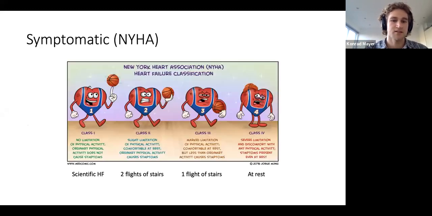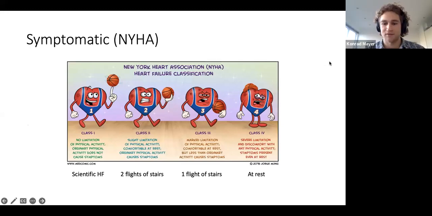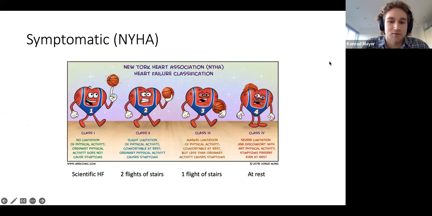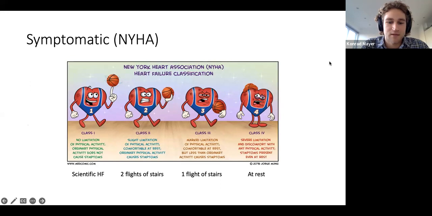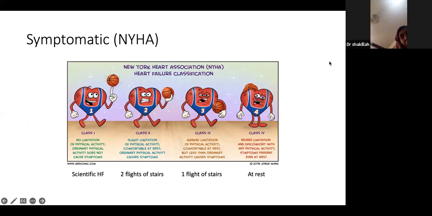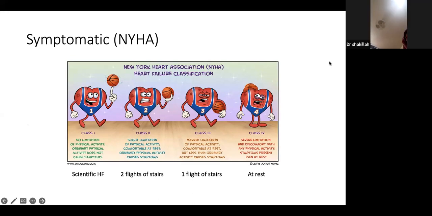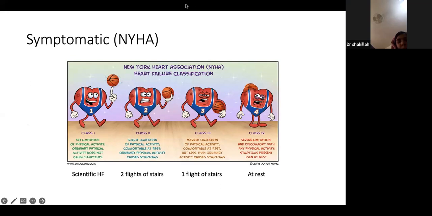So let me start with symptomatic heart failure. So I found this on the internet, and the sentences below each moving heart have the typical description of heart failure. But at the end of the day, for clinical exams and for when we're in the hospitals, we need to just have a few words in our head.